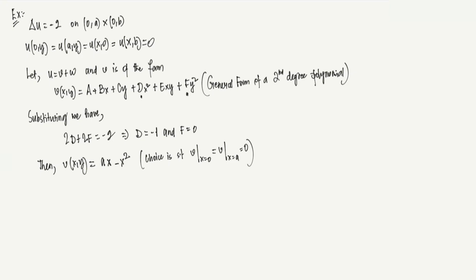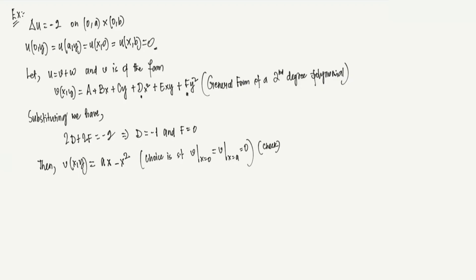Essentially, we have to have a particular solution of this problem, the whole problem. So on the line x equals 0 and on the line x equals a, we want v to be 0. Clear? So this is one solution of it, a particular solution. You can check this. Please check this. This is very easy. Okay.